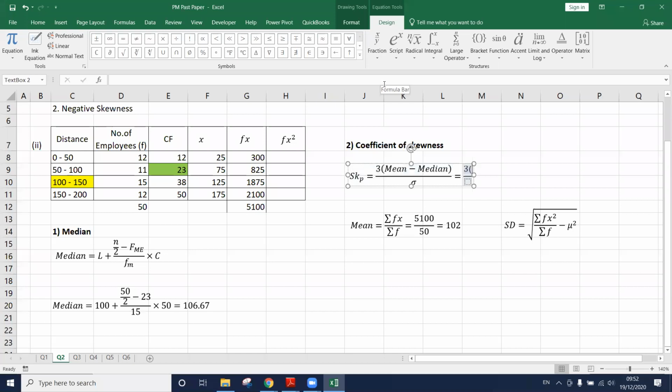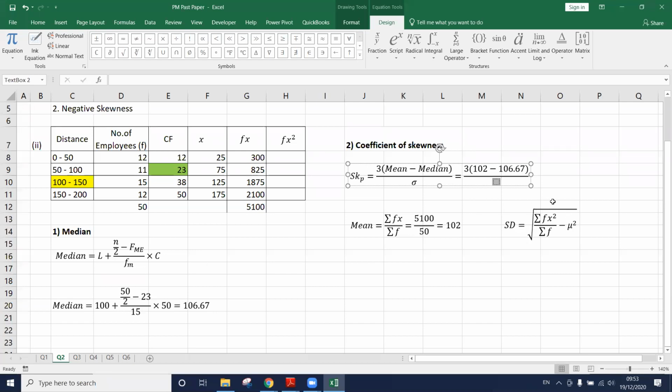Equals 3 into mean value we have found, it is 102. Median value ekak amuthuwen hoyanna deyak naha, we have already found it is 106.67, over standard deviation. When finding the standard deviation we have discussed several formulas. So for this sum I will use this particular formula to calculate the standard deviation: sigma fx squared over sigma f minus mu squared. I used this formula, but that does not mean other formulas cannot be used. The other formula is sigma f into x minus x bar squared over sigma f, right? Both give the same answer.